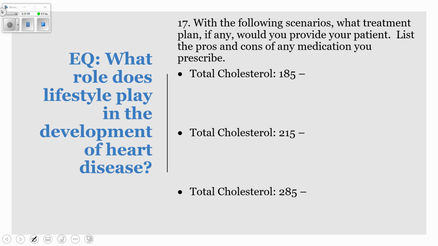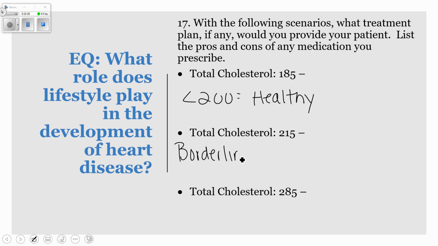We have 3 different patients and we need to decide if they're healthy, if they have high cholesterol, or maybe they're borderline high and could just do some sort of lifestyle change. First up, we have 185. 185, this value less than 200, and because of that, this person is going to be healthy. Total cholesterol for the next person is 215. 215 is obviously above 200, but the thing we want to keep in mind is that this is really borderline high. Yes, it is definitely higher than the recommended number, but probably your first steps here would be lifestyle changes.